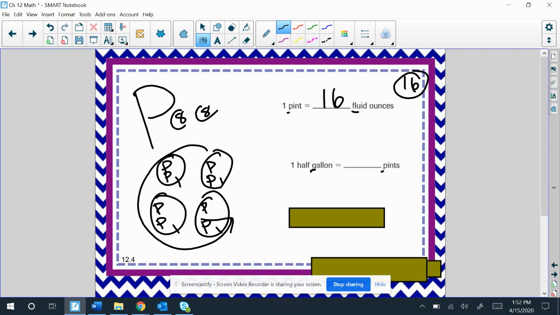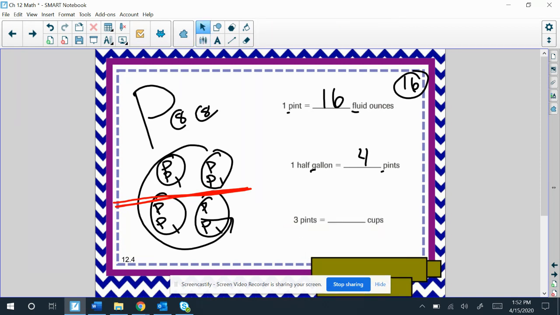Now, something big and important right here, it says half. So I am going to cut this in half. Well, let's count out how many pints are in half. 1, 2, 3, 4. I have 4 pints. Go ahead and give this one a try.